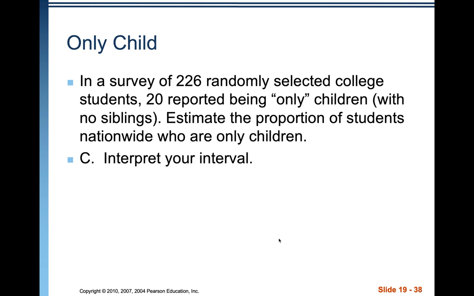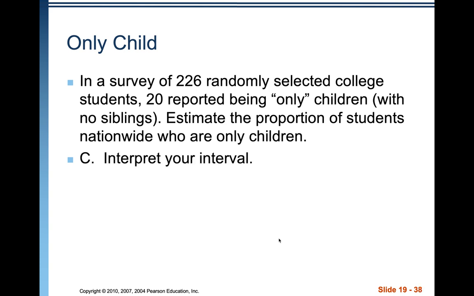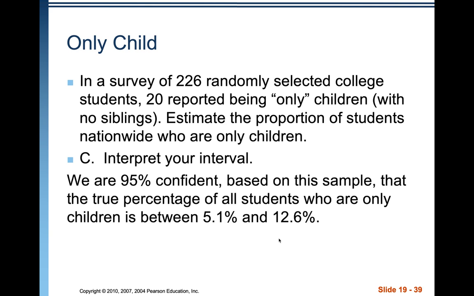We want to interpret our interval. So when it says interpret your interval, we're interpreting the particular interval we just created. So what does 5.1% to 12.6% mean? We are 95% confident, based on this sample, that the true percentage of all students who are only children is between 5.1% and 12.6%.